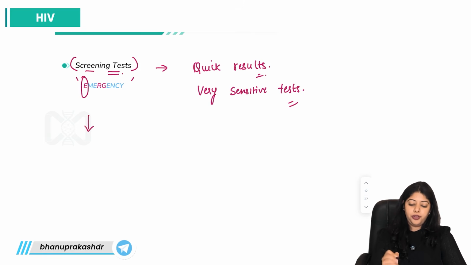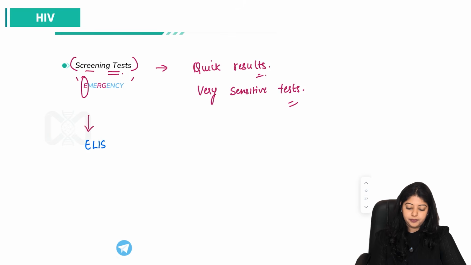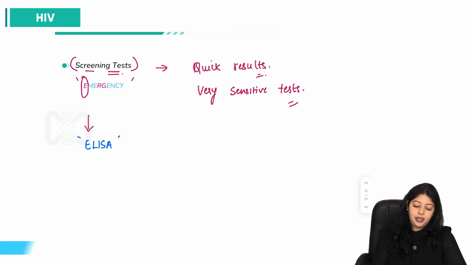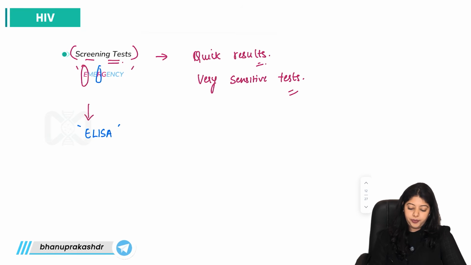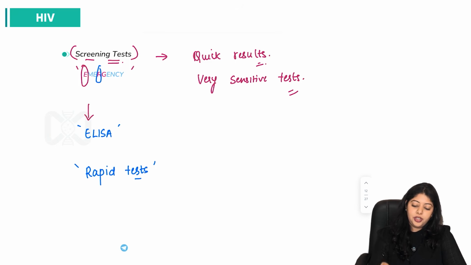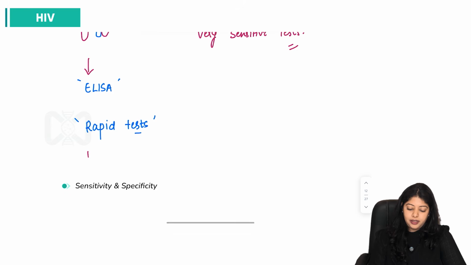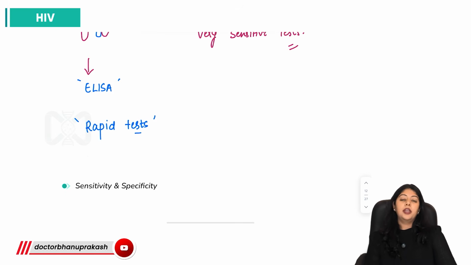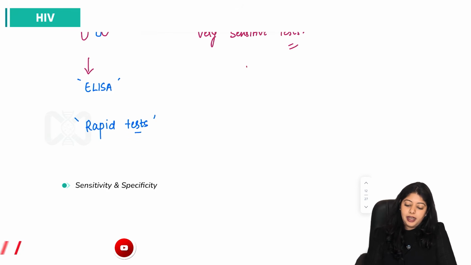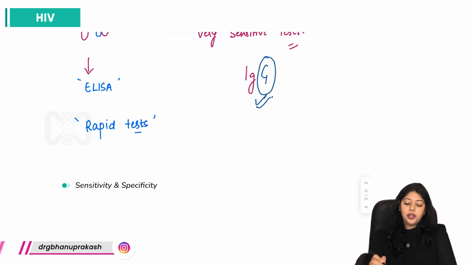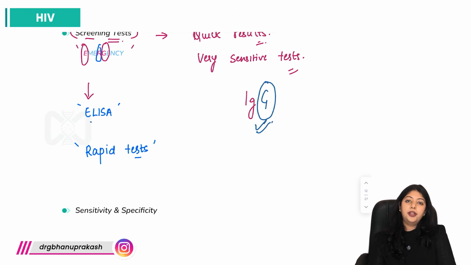So E stands for ELISA, one thing. And then R stands for rapid tests. And G here denotes what we are detecting. In all the tests, we will be detecting HIV antibodies, right? And what kind of antibodies are we detecting? These are the IgG antibodies, right? So this is how we use G in the word emergency.